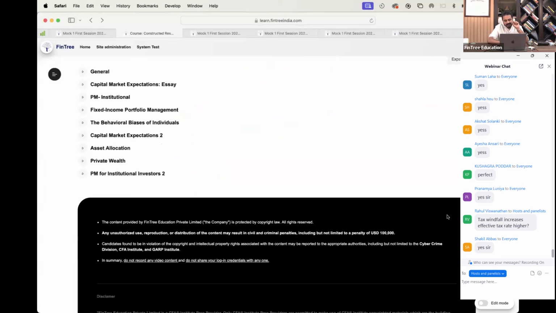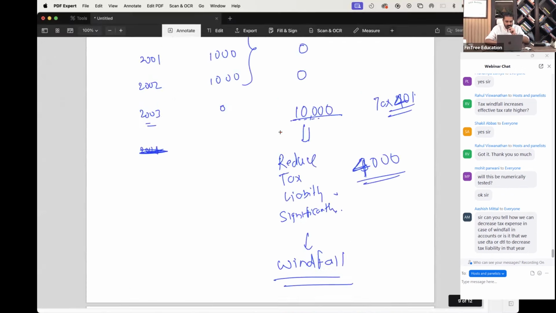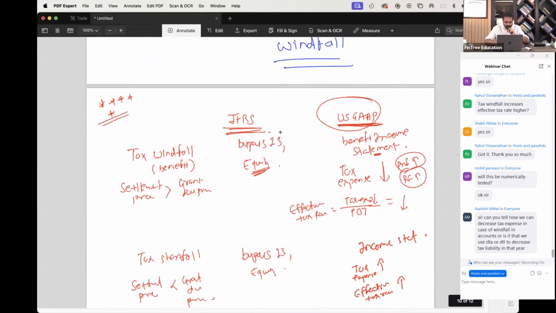Rahul is asking, is tax windfall increasing the effective tax rate? Tax windfall means I have a benefit, so I have to pay less taxes. So that will reduce effective tax rate. A tax shortfall means I have to pay more taxes. So that will increase my effective tax rate. Just think of it as windfall means benefit to the company, not to the tax department. Benefit to the company, so they have to pay less amount of taxes. That's it. Section number 5 on this now.